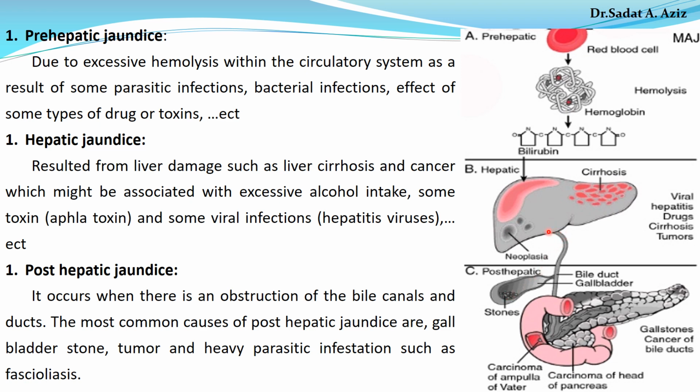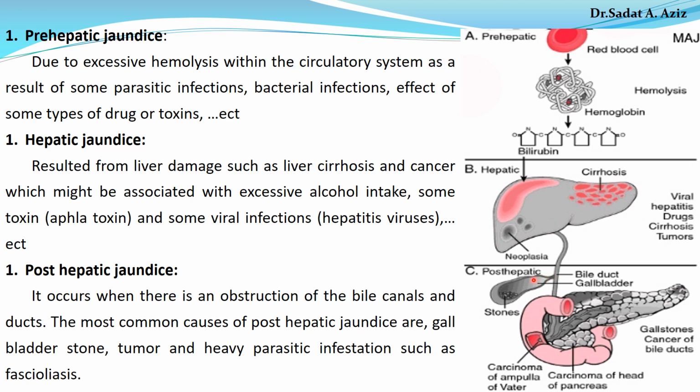When there is a defect or an obstruction in the path of bile, this leads to what? Leads to the accumulation or retention of the bilirubin within the circulatory system. The most common cause of post-hepatic jaundice is a gallbladder stone. When you have, let's say, a stone within the gallbladder, it also leads to what?